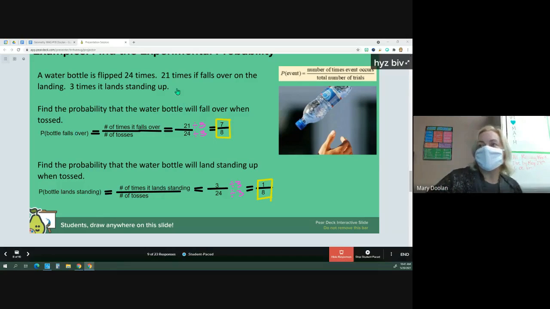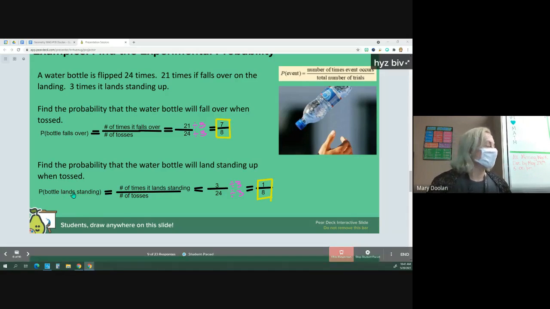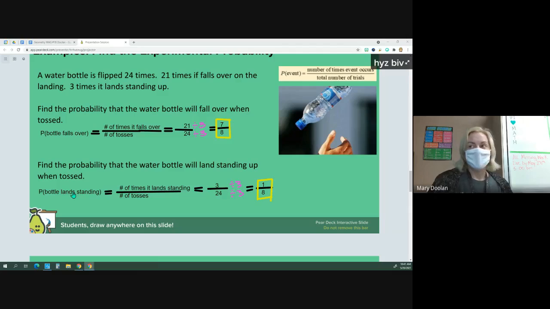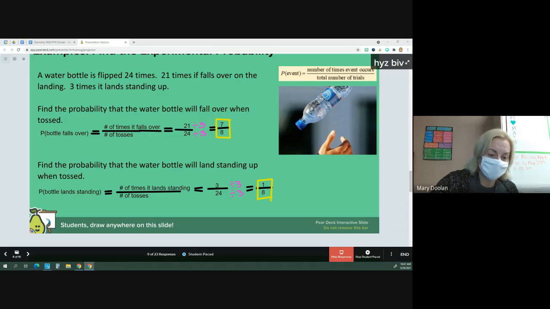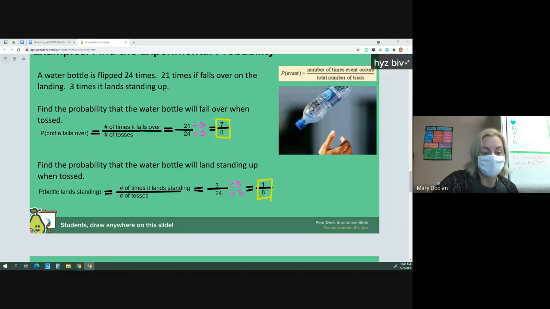Now, this is kind of a special situation with these two probabilities that we're finding. So if I toss a bottle, I expect one of two things to happen. It's either going to fall over or it's going to stand up. And so because when I toss a bottle, one of these two things has to happen, if I was to add these two probabilities together, it should equal 1. And that is one way to check your work on these types of problems. It's also a way to find the other probability in a different method.